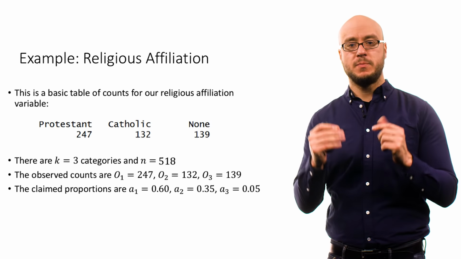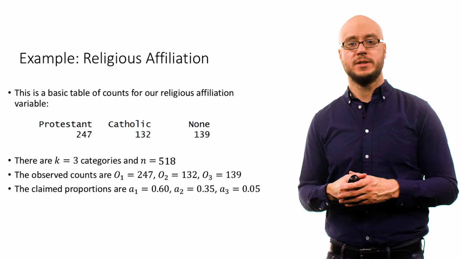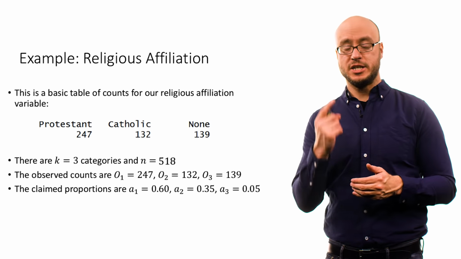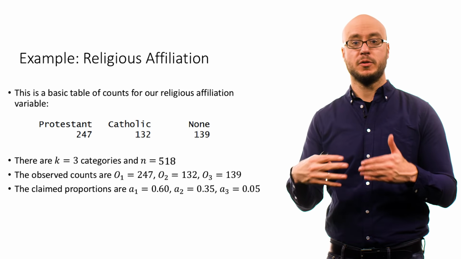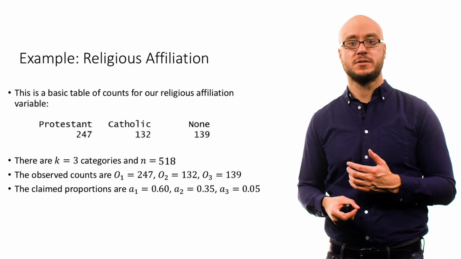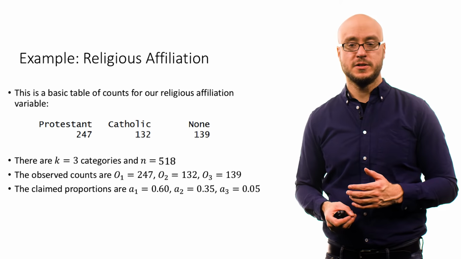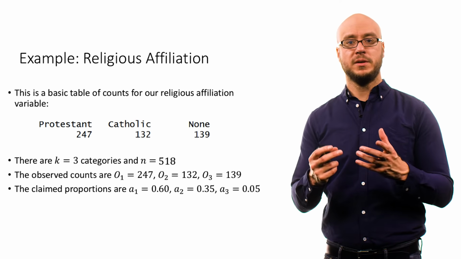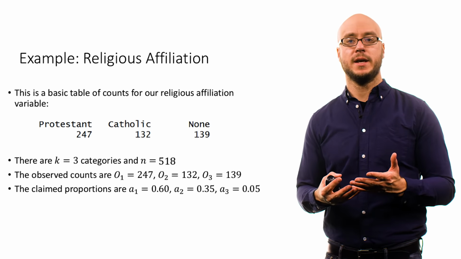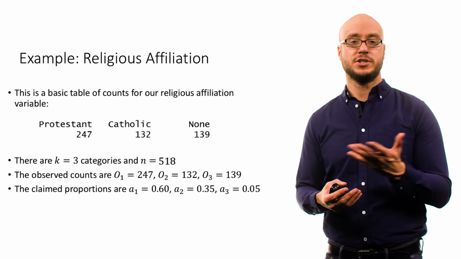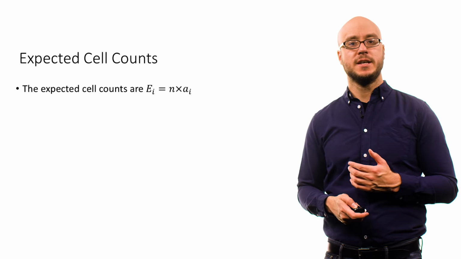What we're trying to do is, based on these claimed proportions, see how this compares to the actual data. These claimed proportions should equal 1. That's because we can interpret these proportions as probabilities. The probability, according to this religious studies scholar, of a young person being Protestant is 0.6. This scholar is claiming that the probability of a young person being Catholic is 0.35, and the probability of a young person having no religious affiliation is about 0.05. So let's continue on with the religious study example.